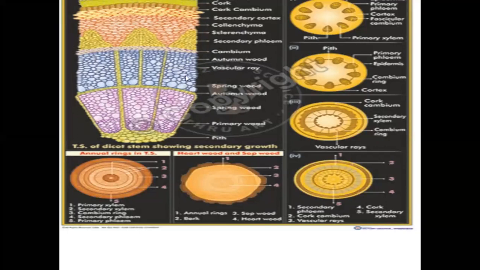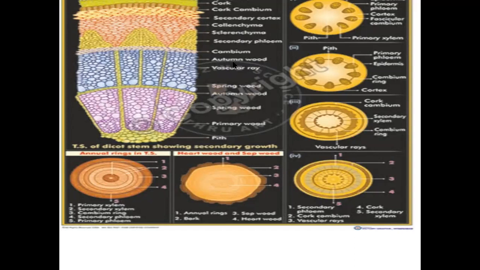So the vascular cambium produces to the inside two types of secondary xylem cells: one is autumn wood xylem cells, and the other is spring wood xylem cells. Spring wood and autumn wood xylem are combinedly called the annual ring. Every year, these two types of secondary xylem tissues are developed.